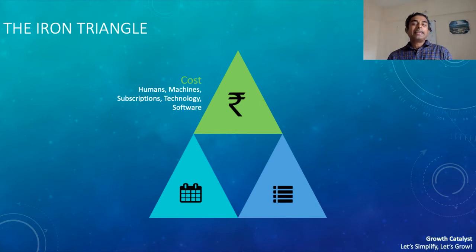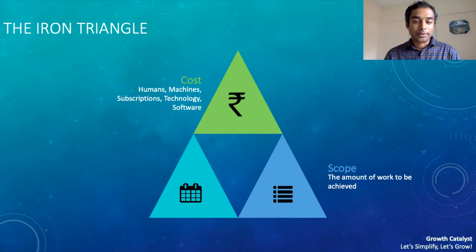So when we take up cost, we are referring to the money that is being spent. It could be on people, it could be on the machines, the infrastructure, it could be on software, licenses, anything that you are spending money on in order that you are able to perform that project.